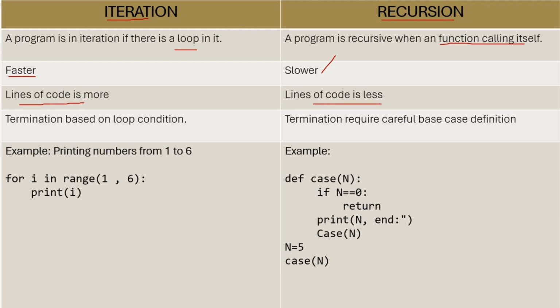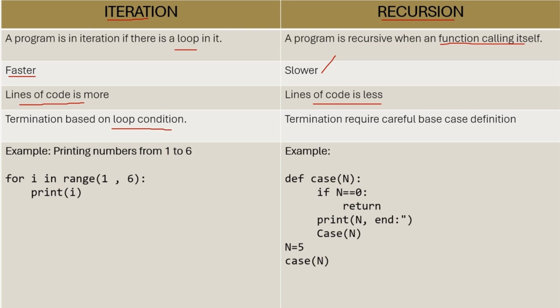Next, the most important thing you need to remember while dealing with iteration and recursion is how to terminate them. In iteration, termination is based on the loop condition. If the condition is not properly defined, it may lead to an infinite loop. To stop that, you need to use control statements, which I have already told in episode 3. You can go through the playlist to learn about them.